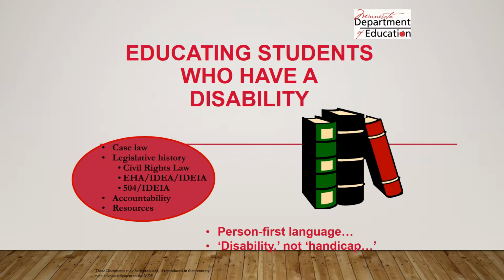We're talking about due process. So why do we care about due process? It's important that we think about all of the people who fought for the rights of those with disabilities in the history of our country. We have case law, we have legislative history of the civil rights law of our EHA, IDEA, IDEIA. We have 504, which also works with IDEIA. We have accountability. We have different resources that we have to think about. This is a big deal when we think about our students and those for whom we are writing IEPs.